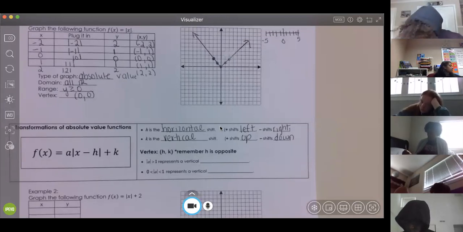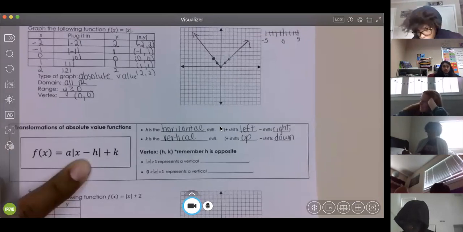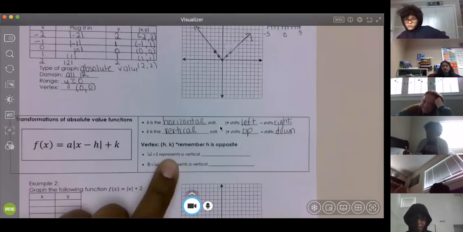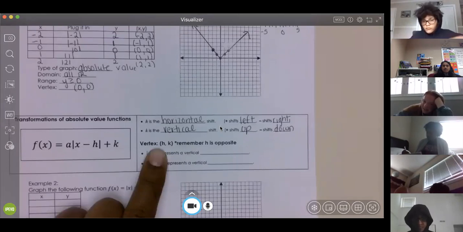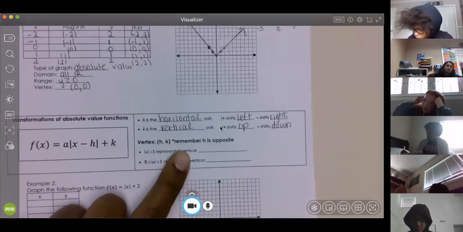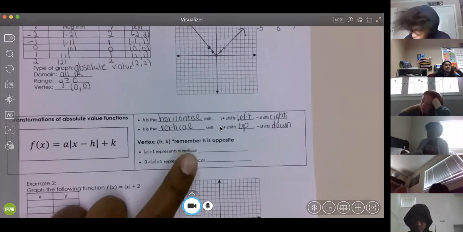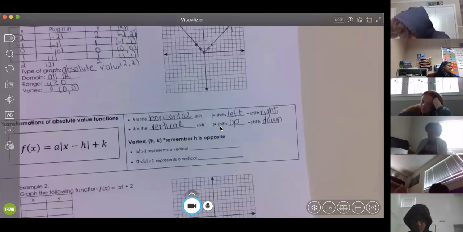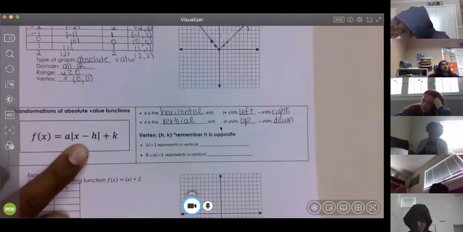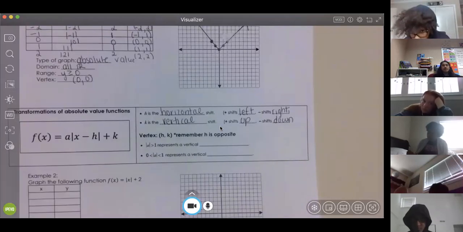You can always find your vertex from just the equation. You don't necessarily have to graph the equation to know what the vertex is. The vertex is a point, so x comma y, where your x value is going to be your h value and your y value is going to be your k value. One thing to remember though, because the h value is a little bit tricky, your h is always going to be opposite. So let's say that this was a -5. When you find the vertex, it's going to switch to a +5. And we'll talk about that as we do our examples.